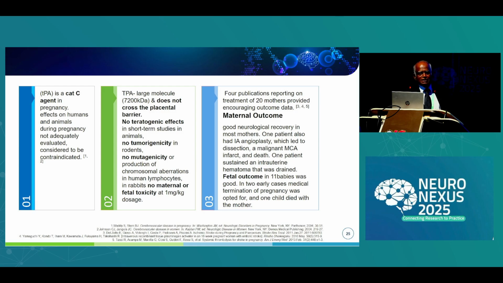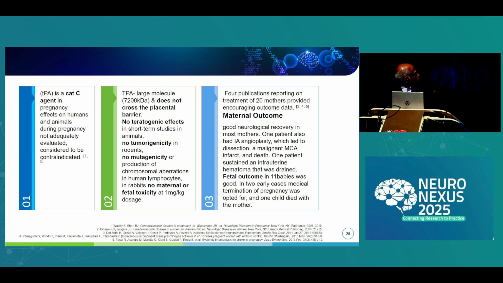Tissue plasminogen activator is a CAT-C agent in pregnancy. Its effects on humans and animals during pregnancy are not adequately studied and, as of now, it is considered to be contraindicated as per literature.